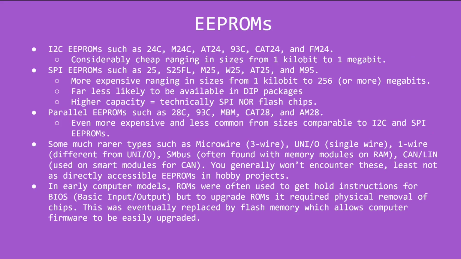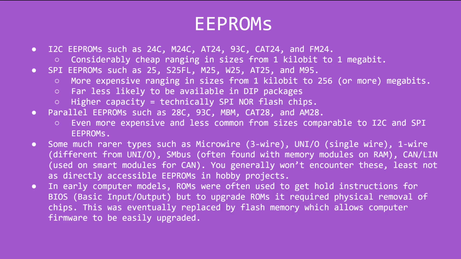So there's a lot of different EPROMs available to hobbyists. We've got ones that can be accessed through I2C. These do tend to be very small but very cheap. They can go all the way down to a kilobit. Actually, I think they can go even further than that, and up to a megabit. So you're not going to see big values with these, but they're cheap.